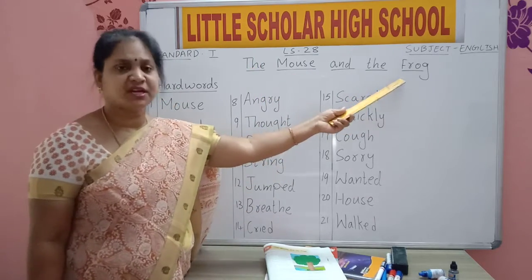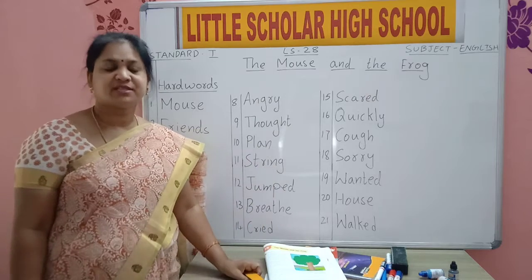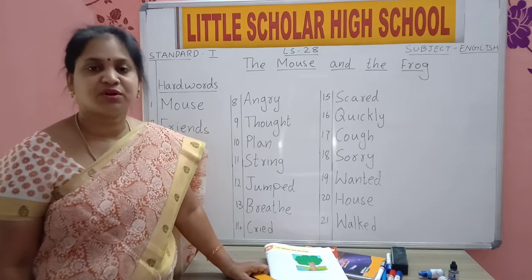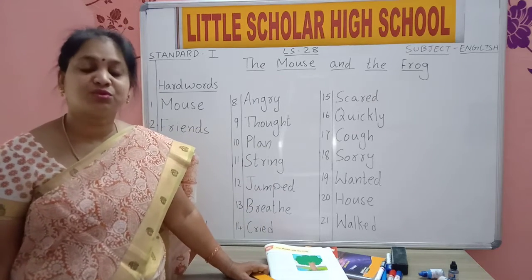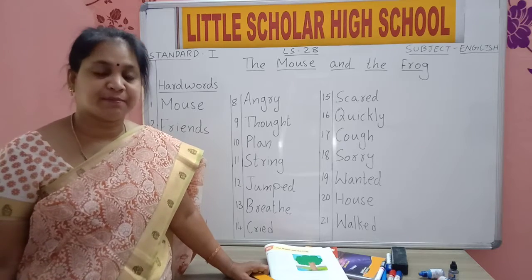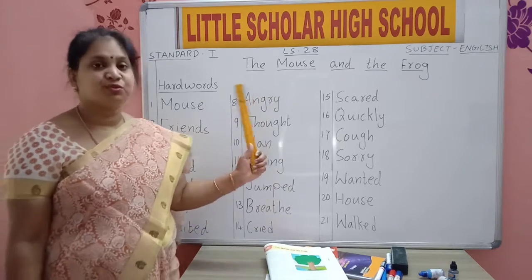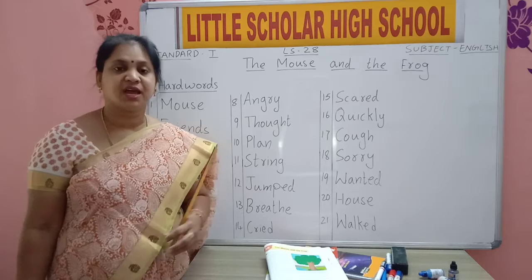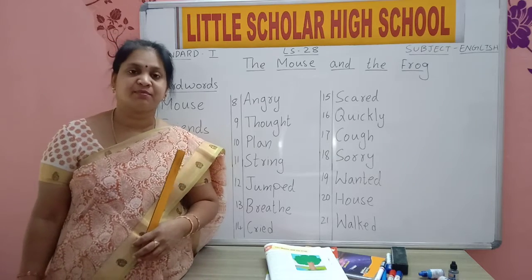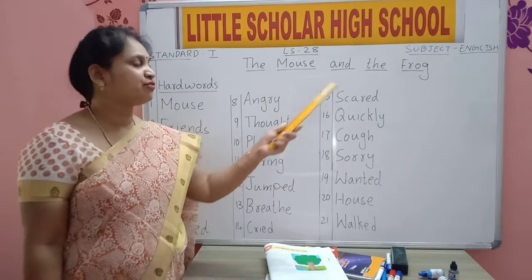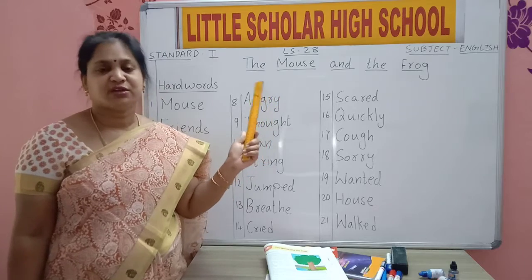Yes, the frog wantedly did not do anything, no? Yes, by mistake it happened. The frog didn't know that his friend doesn't know swimming. By mistake it happened. So, before doing anything, we should think and do. Yes, we should ask them. Now the frog can ask the mouse, can you come to my house?